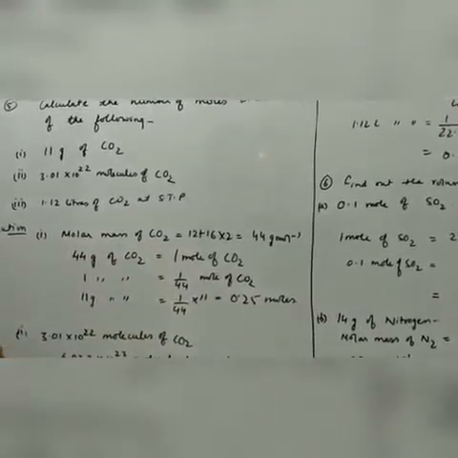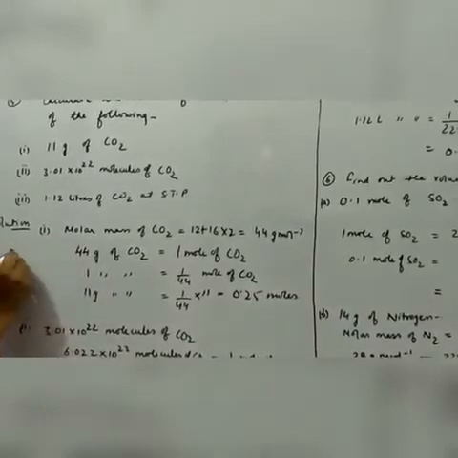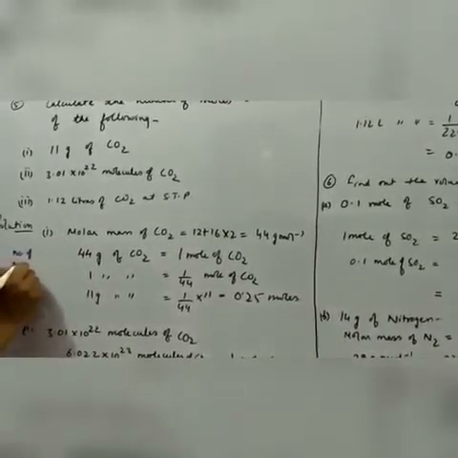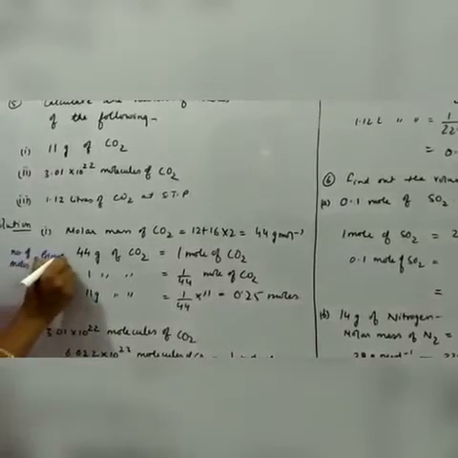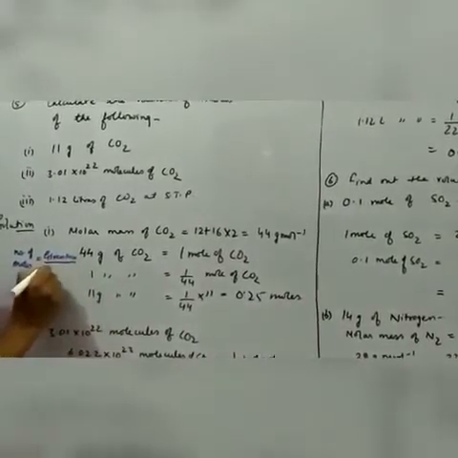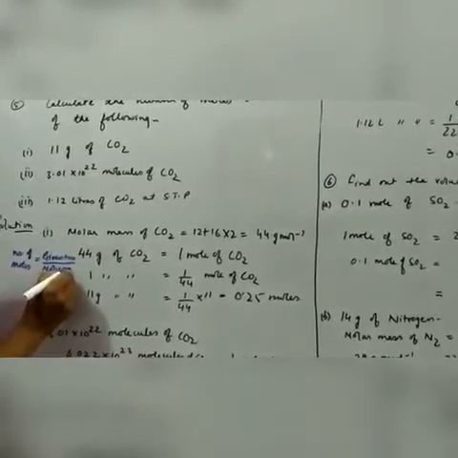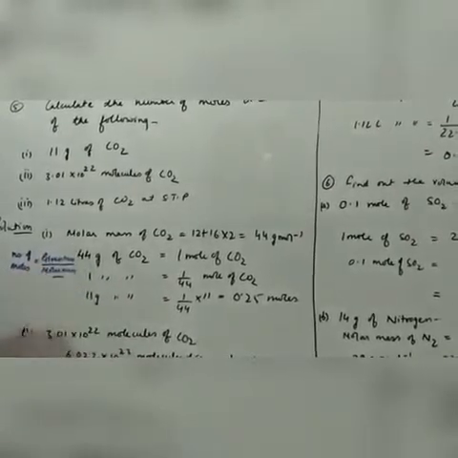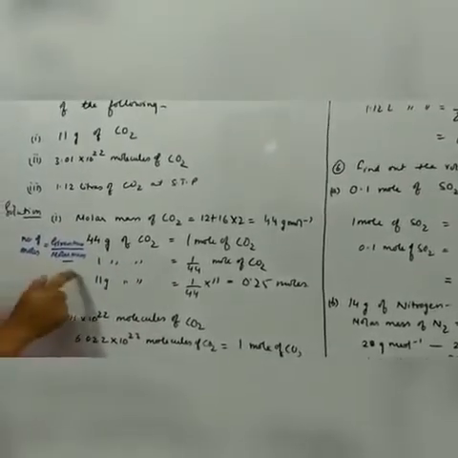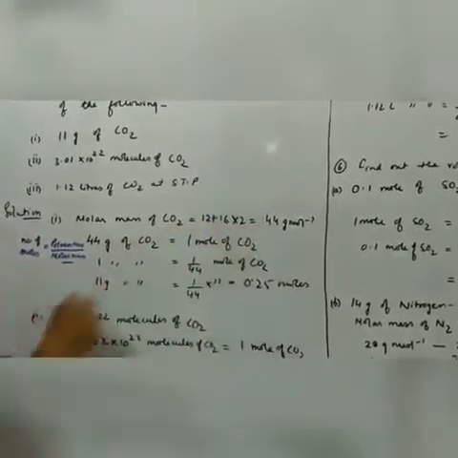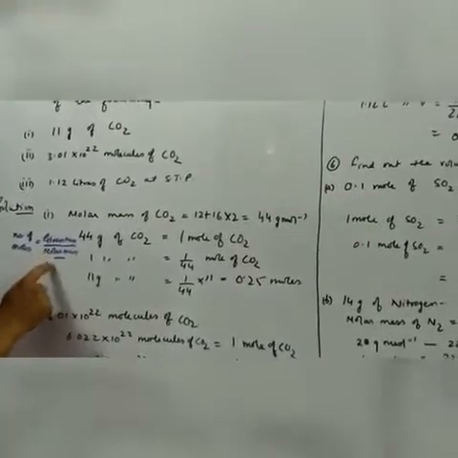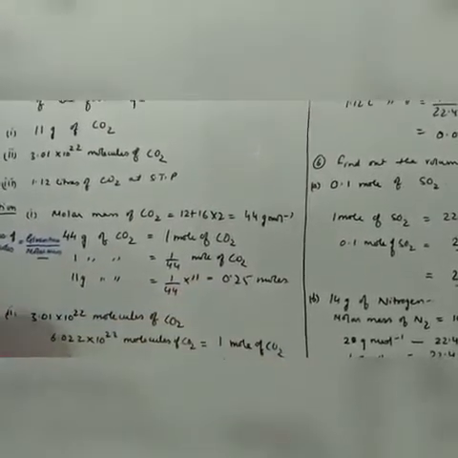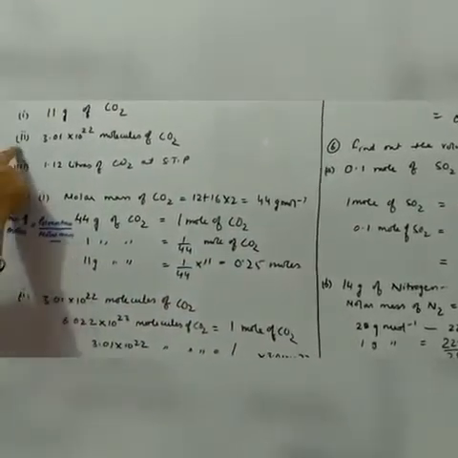You can also do this: number of moles, as we did earlier, is given mass upon the molar mass. The given mass is 11 grams here, and the molar mass which we calculated is 44 grams per mole. If you use this formula, you will get the same answer. Now come to the second one.